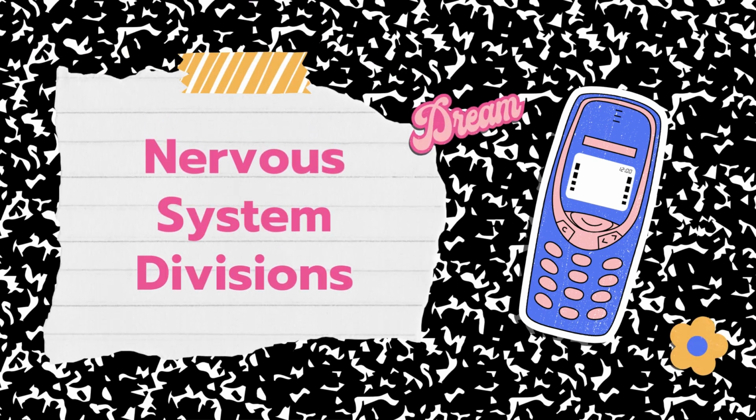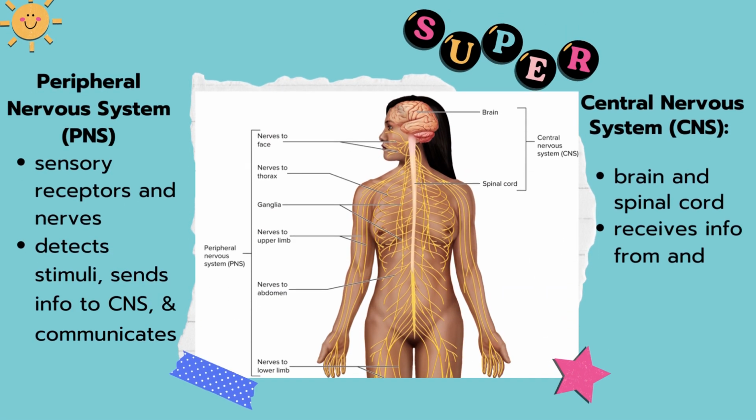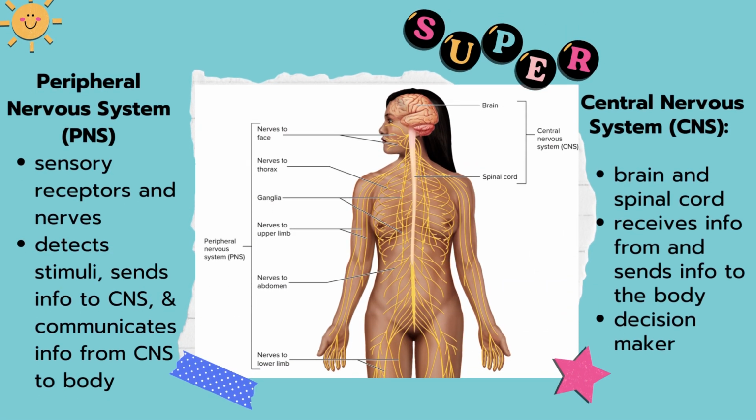Let's now continue by learning about the divisions of the nervous system. The nervous system is divided into the central nervous system and the peripheral nervous system. The central nervous system, shown on the right side of this image, is composed of the brain and spinal cord. It receives information from the body and sends information to the body. The central nervous system, or CNS, is the decision maker for the whole body.